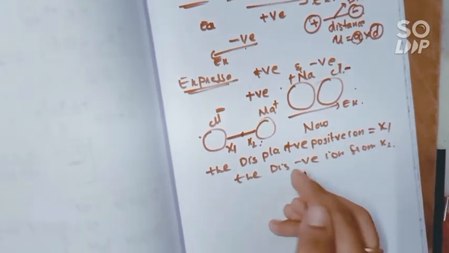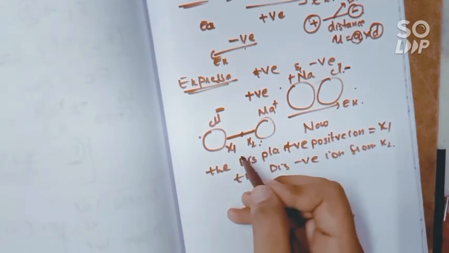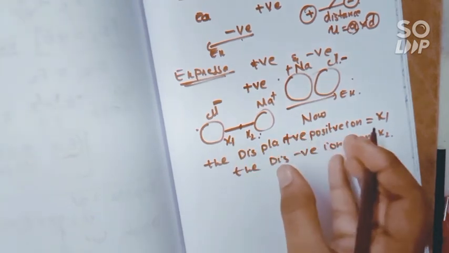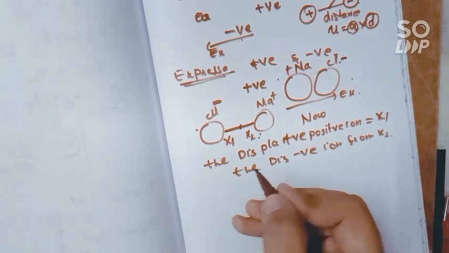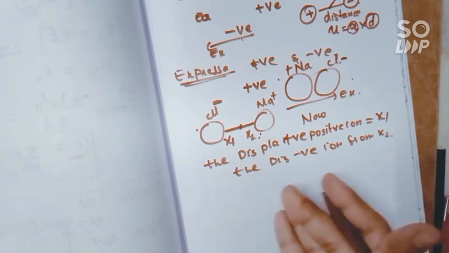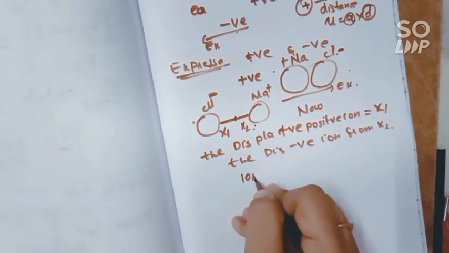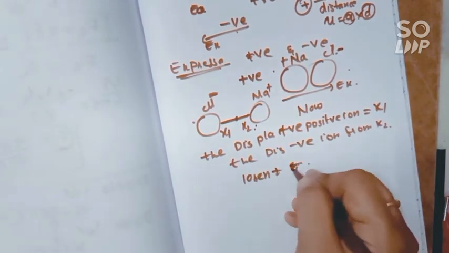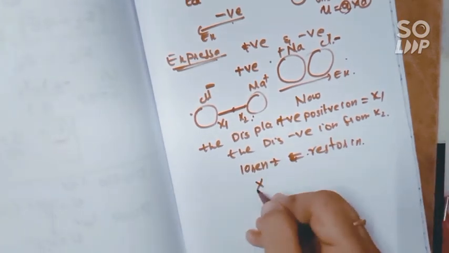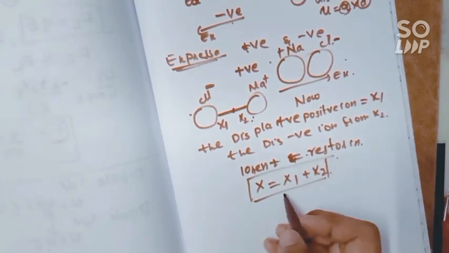Here also, when we apply an external electric field, two forces are developed. One is the Lorentz force and the second one is the restoring force. The Lorentz force will displace the atoms from their original positions, whereas the restoring force brings the ions back to their original positions. So we need to equate the Lorentz force and the restoring force. First, x equals x1 plus x2, as the total displacement can be written as x1 plus x2.